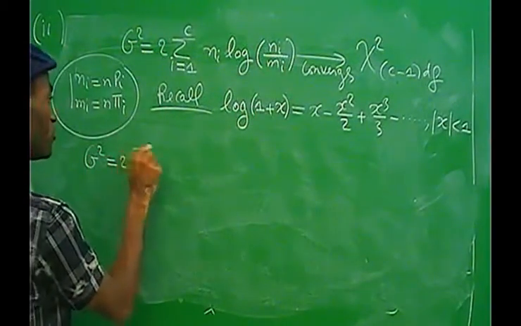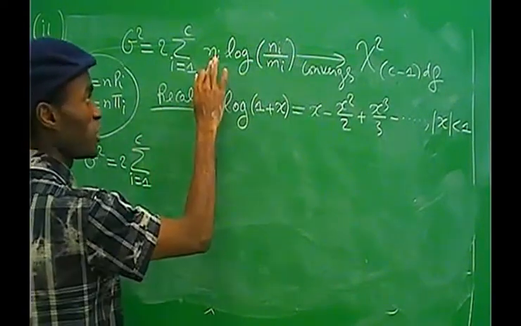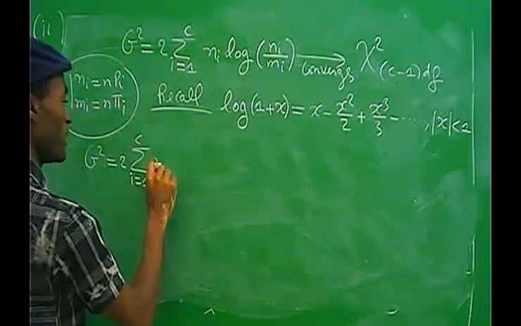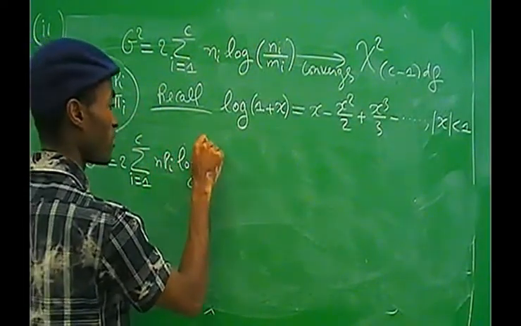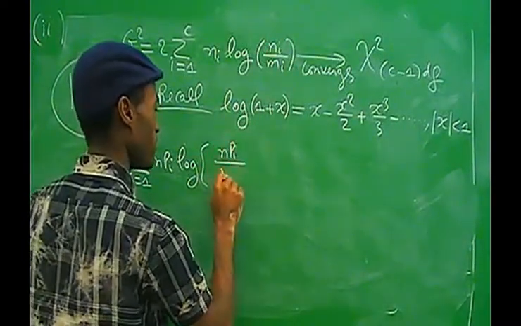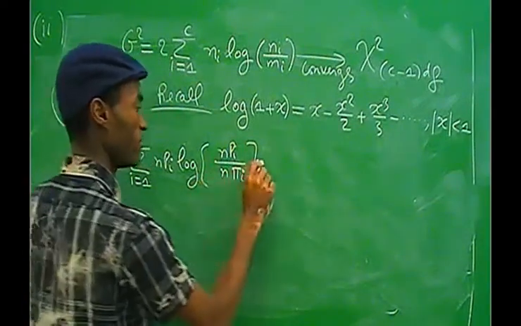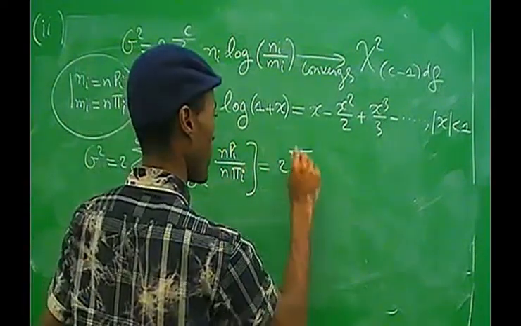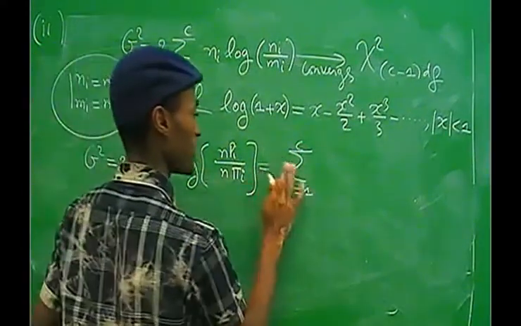So this is what we're going to do. G squared equals 2 sum i equals 1 to c. I'm going to change ni to npi, and write the log of ni over npi. The n cancels in the ratio. I move the n outside the sum, so that gives me 2n.